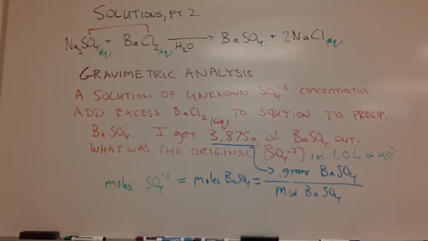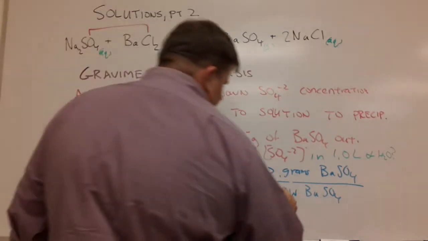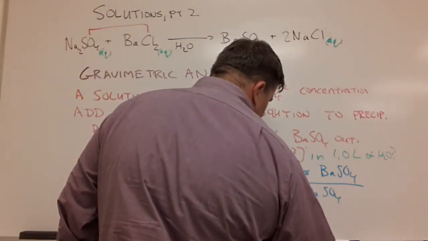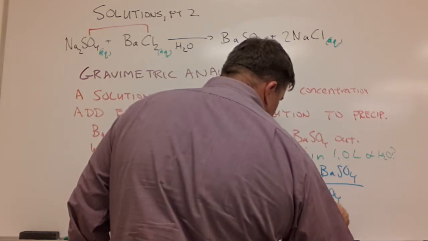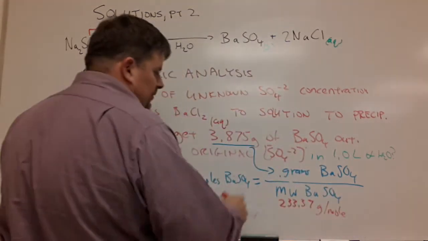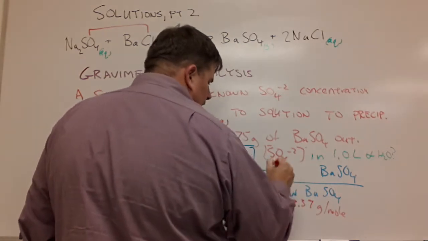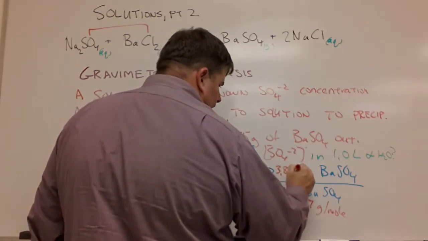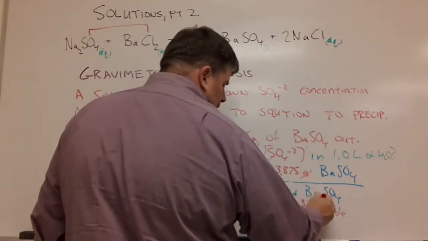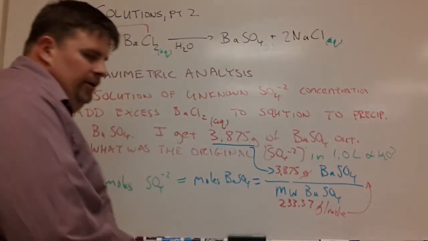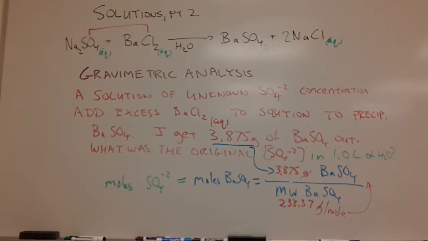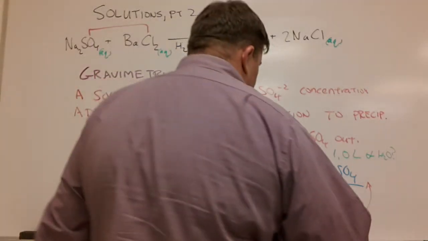So I know that the molecular weight of barium sulfate is 233.37 grams for every mole. Now I've got the grams of barium sulfate here is 3.875. So let me go ahead and write that in. 3.875 grams barium sulfate. Both of those cancel, moles goes on the top. So we divide those two and we get this number. And we get out 0.166 moles. Okay?